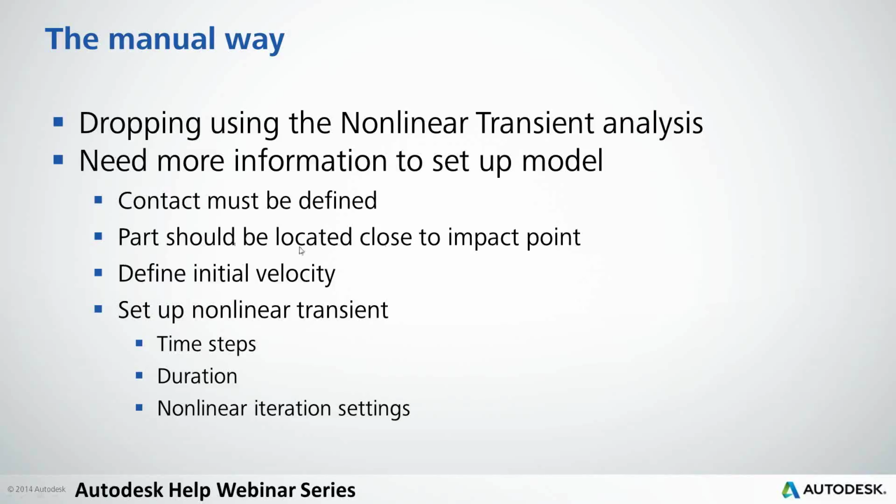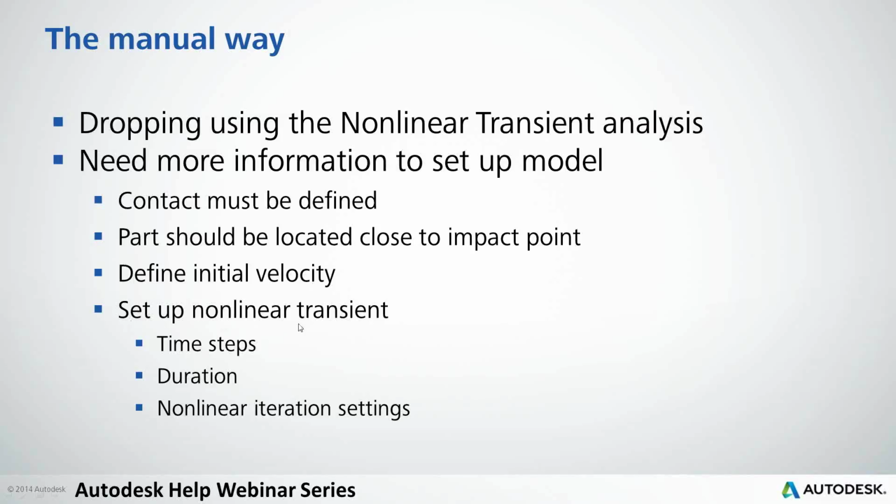In order to do it manually, here's the second condition, which is just what James pointed out. The part should be located very close to the impact point. I'll show you that. And rather than drawing that line and letting it calculate the initial velocity from, what is it, 1/2 gt squared, that's the right formula. Instead of doing that calculation, you have to do the calculation yourself and set that initial velocity.